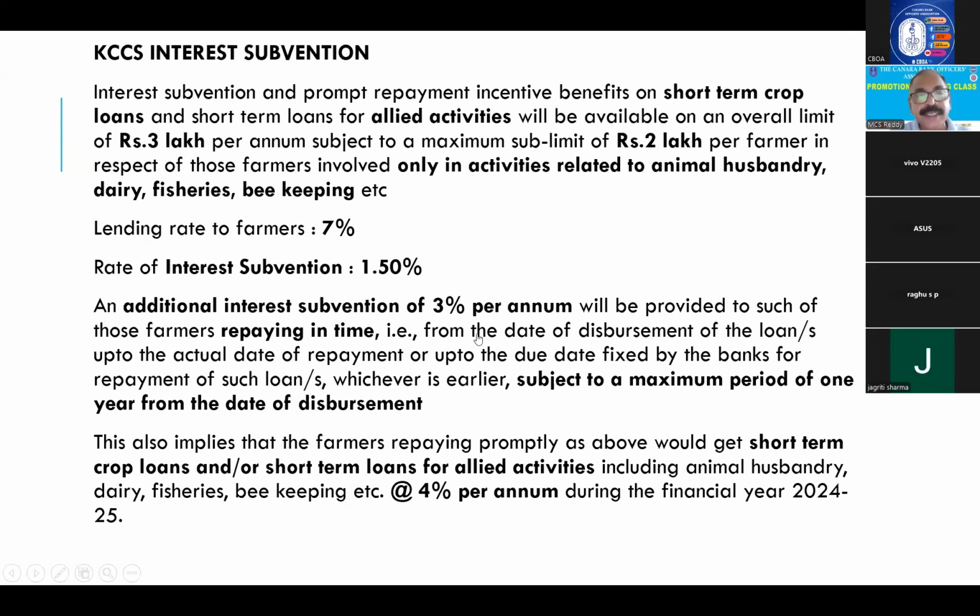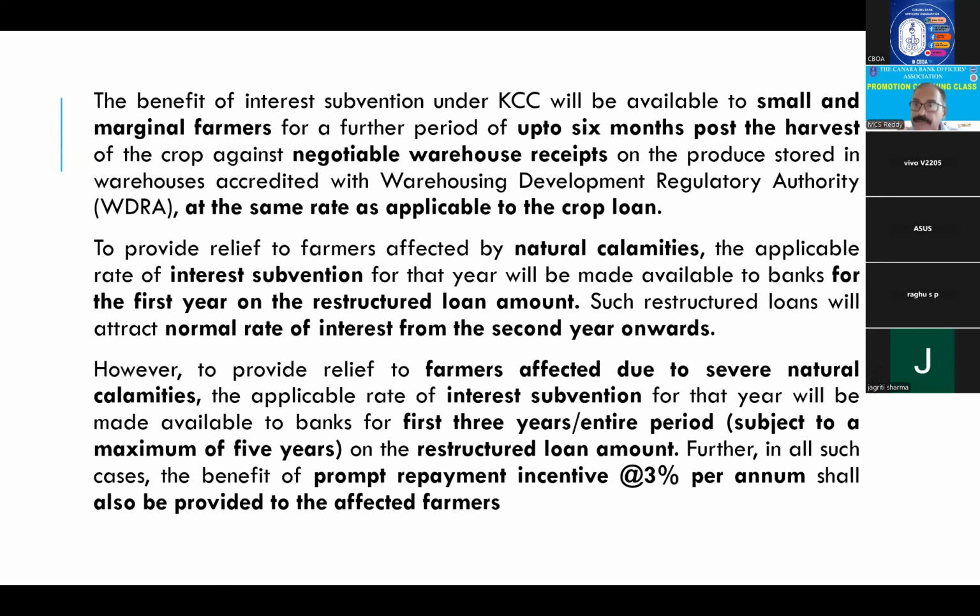Next one, additional interest subvention. It is an incentive for prompt payment, 3% additional. It will be given for up to 1 year or your repayment, whichever is earlier. If your repayment is early, up to that time, or if your repayment is later, whatever it is, up to 1 year, if they repay promptly, they will get 3% additional interest subvention. This is for prompt payment encouragement, incentive. Now there are two types of interest subvention: normal subvention of 1.5% and incentive subvention of 3%. Maximum 4.5% has come, and we have to charge only 4% per annum to the farmer up to 3 lakh rupees loan. Right?